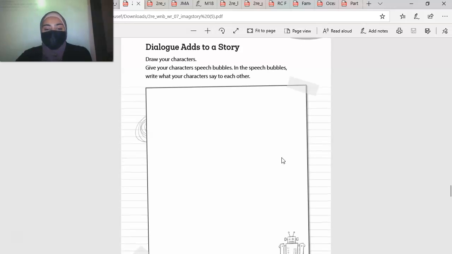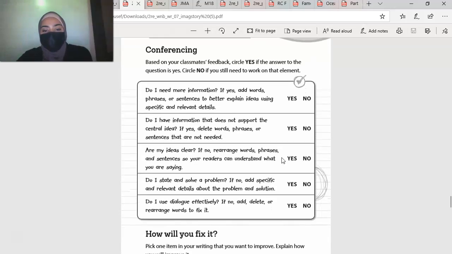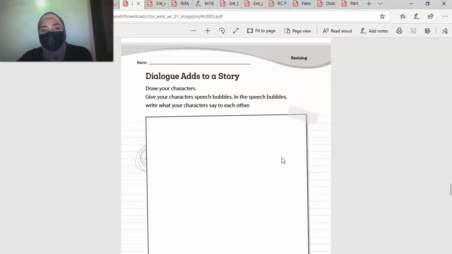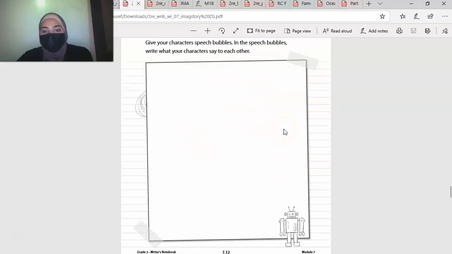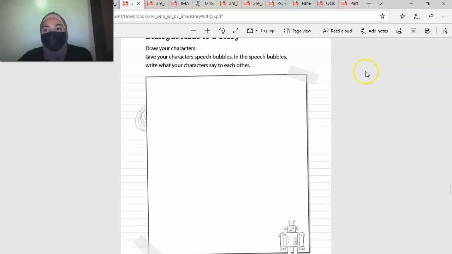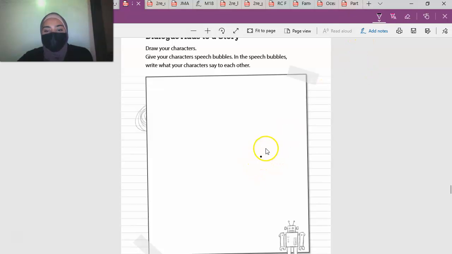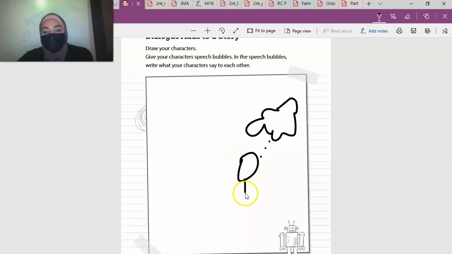So what you're going to do next is on this paper, 7.12, you are going to add dialogue. You're going to draw two pictures, a picture of your character and another character in your story. And you're going to show speech bubbles. Speech bubbles are like the dots that look like this, and they look like clouds. And it tells you what that person is saying. So let's say this is my character, and I am adding dialogue.